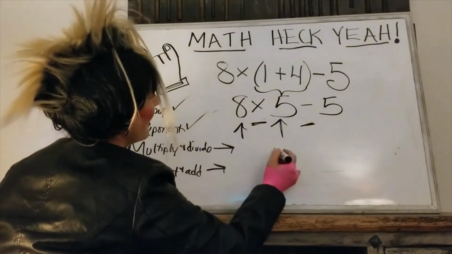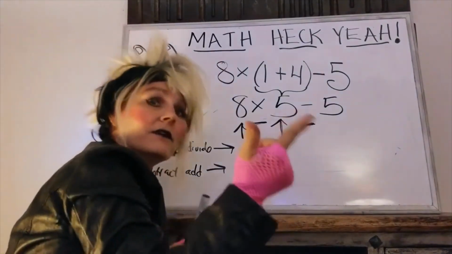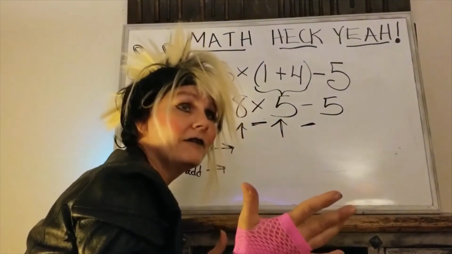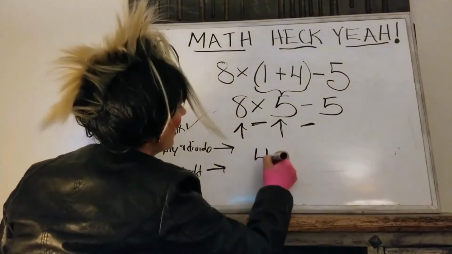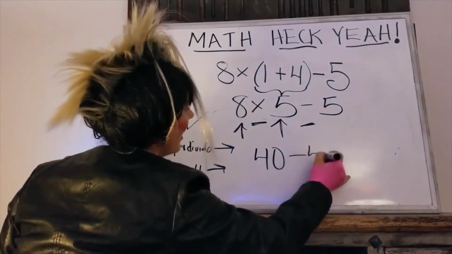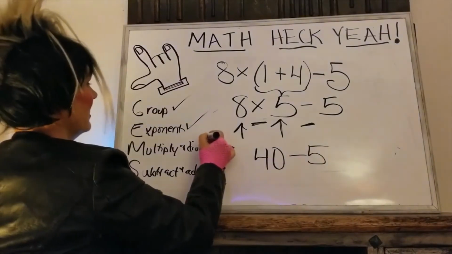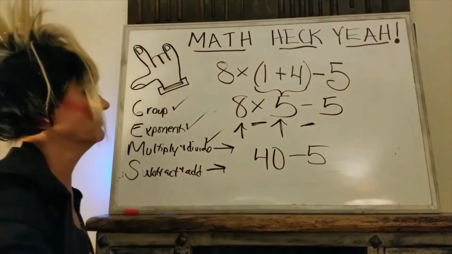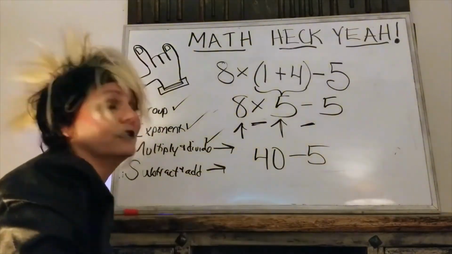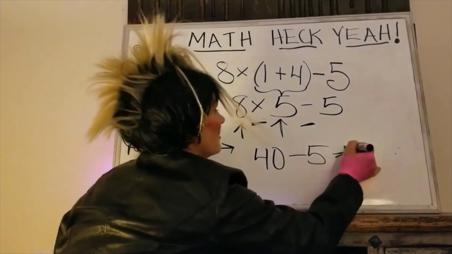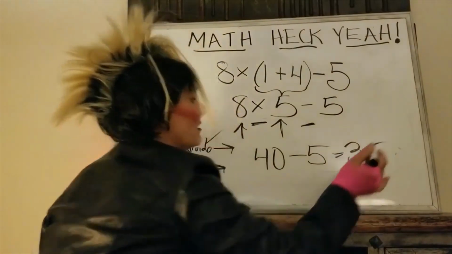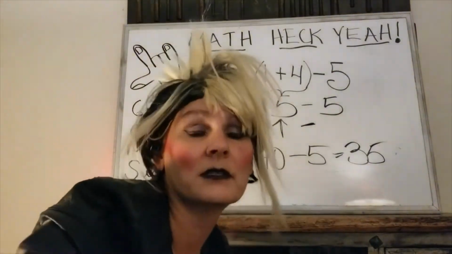So 8 times 5 is 5, 10, 15, 20, 25, 30, 35, 40. Now I know my multiplication. 40 minus 5. So we did our multiply and divide, and now we just have to subtract or add, but that's all we have left is one subtraction. So we do 40 minus 5 equals 35. So your answer from the last question was 35.